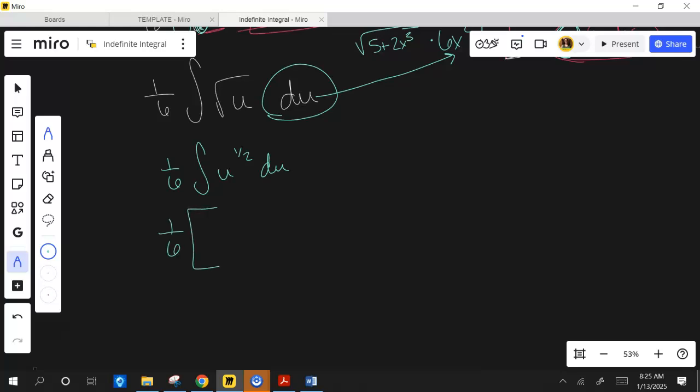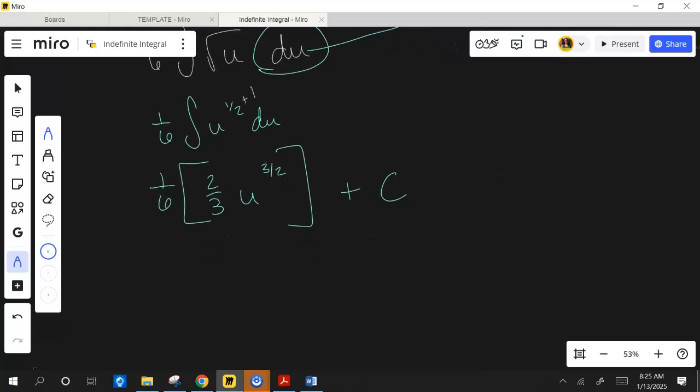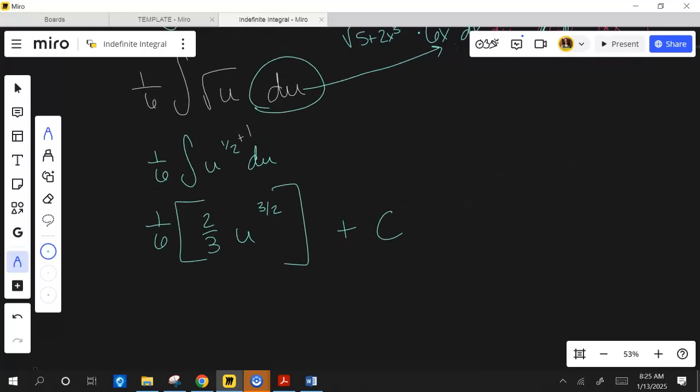This 1 over 6 is still here. 2 over 3. Good. Because it's indefinite, I cannot forget the plus C. All right, because this is the integral of that. Whenever you take the integral, the du goes away.